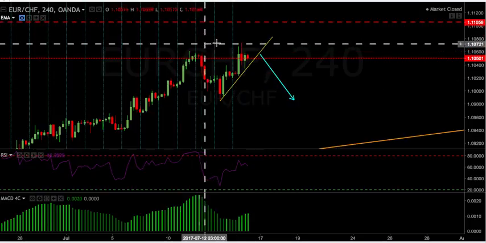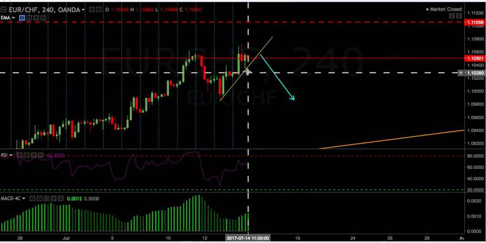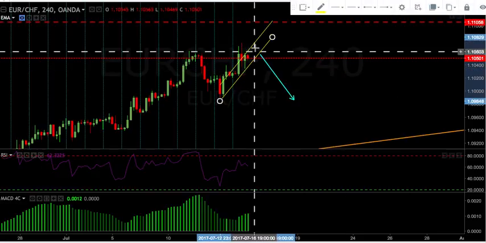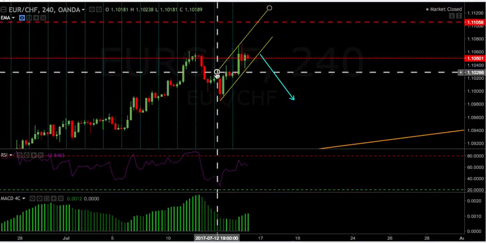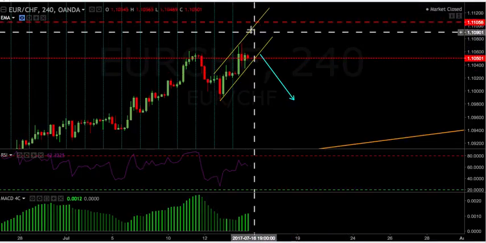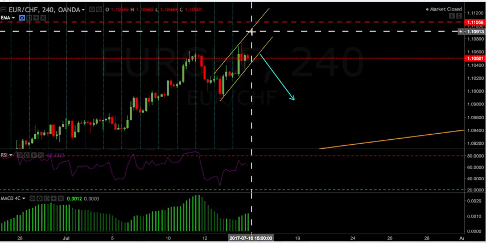Right now, since we don't have a clean top, you can draw something like this, but it's not really clean for me. You can draw it though and use that as a place to look for a reversal.